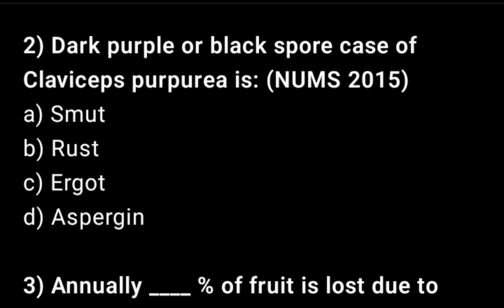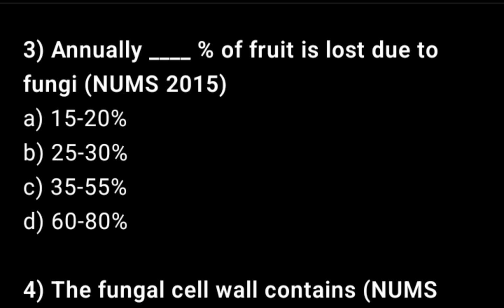A. Smut. B. Rust. C. Ergot. D. Aspergin. 3. Annually ___% of fruit is lost due to fungi. NUMS 2015. A. 15–20%. B. 25–30%. C. 35–55%. D. 60–80%. 4. The fungal cell wall contains NUMS 2018.